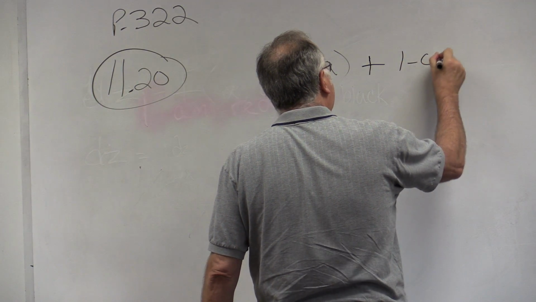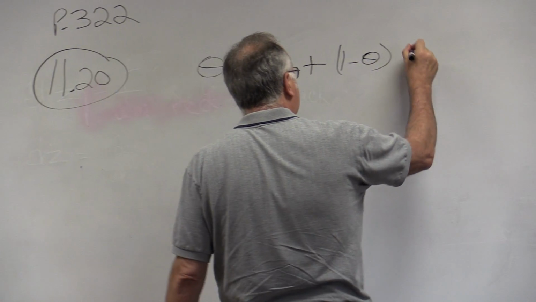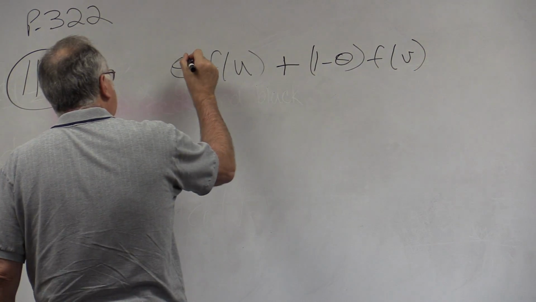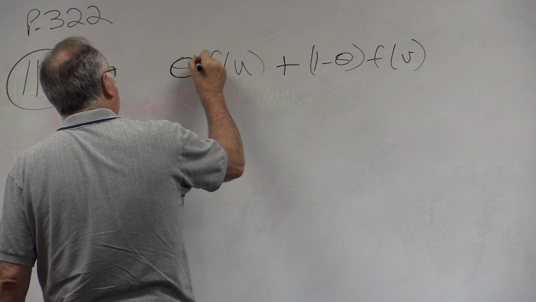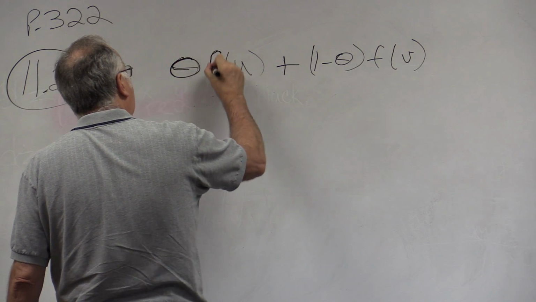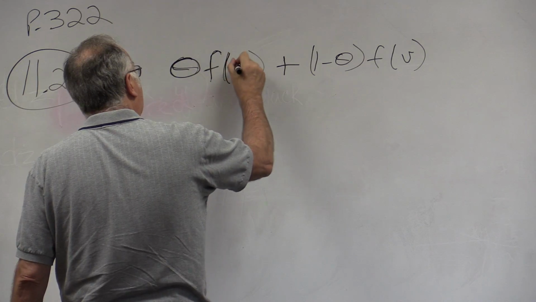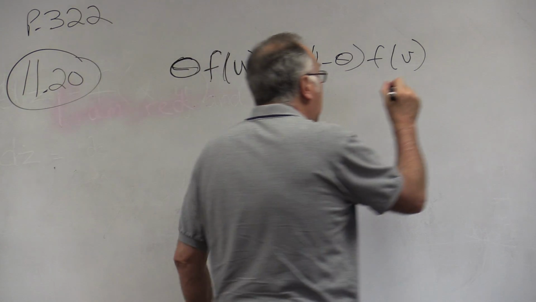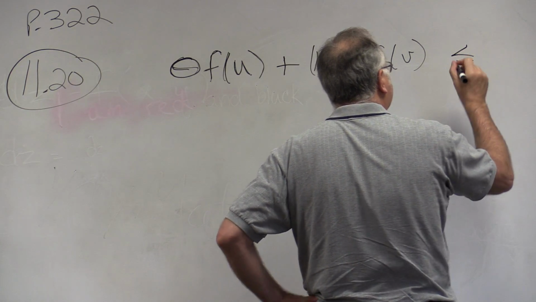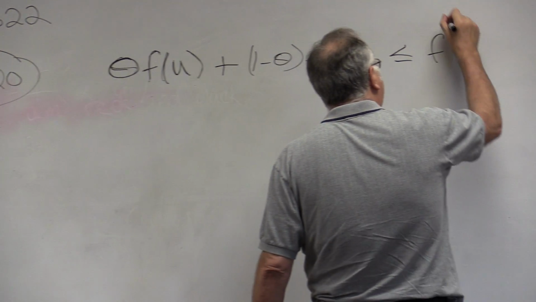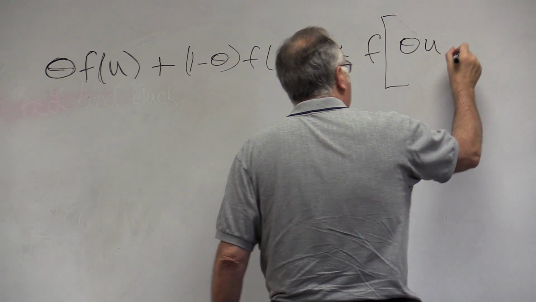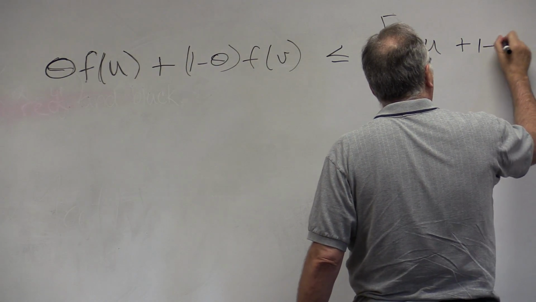Theta times f of u, plus 1 minus theta f of v, is less than or equal to f evaluated at this point right here: theta u plus 1 minus theta v.